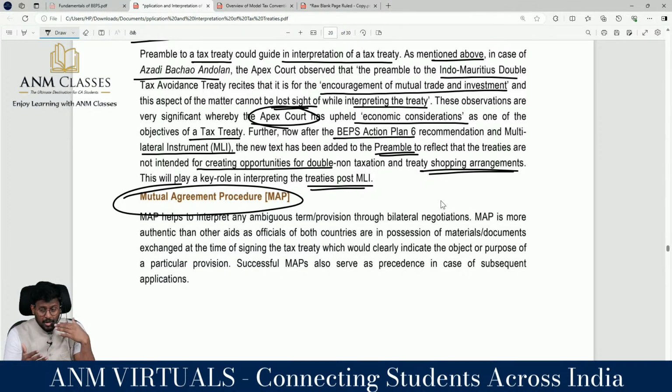Now, BEPS is coming and saying that you have to change the DTA, double taxation avoidance agreement, which should not give any space or opportunity for double non-taxation or treaty shopping arrangements.